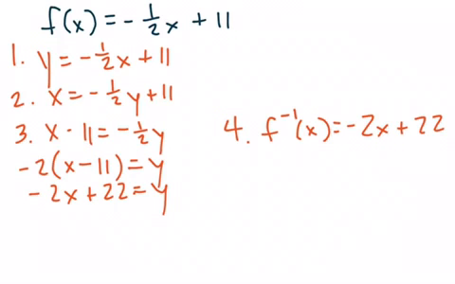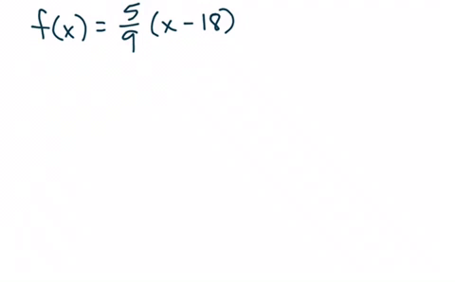I'm going to take you through one more problem, let you see one more. This one has a fraction in it. So for this one, we have f of x, which is equal to 5/9 times x minus 18. And actually, before I begin step 1, I'm going to simplify this to begin with, and then we'll move into step number 1.